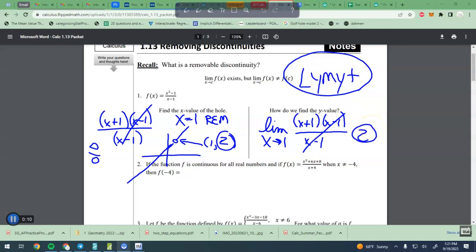So this is the main point I'm trying to get across. Limits are y values. Our job is to find the coordinate that would fill in that hole. The x value is where the discontinuity is, and the y value is where the limit is. So that is the limit. All right, let's look at 2.